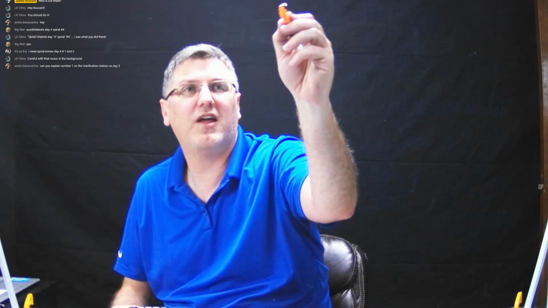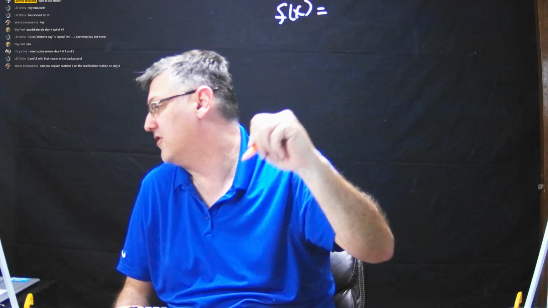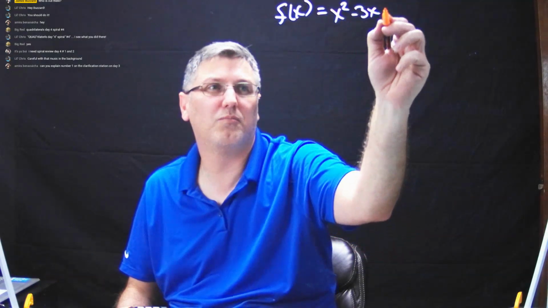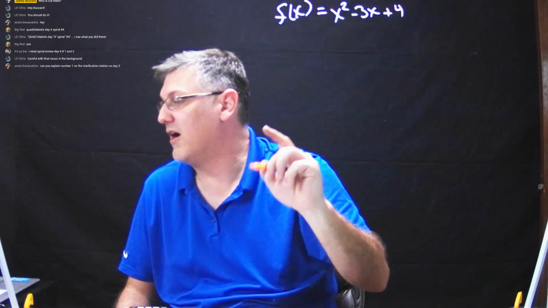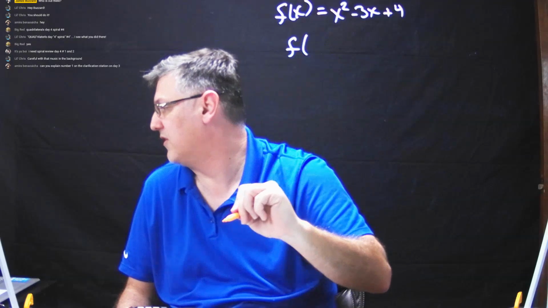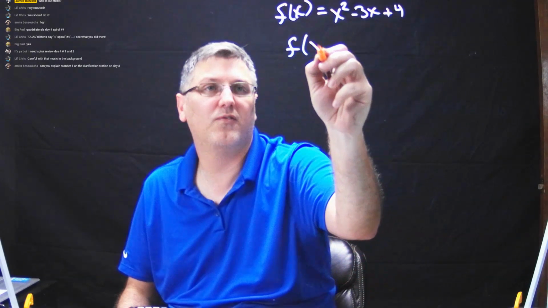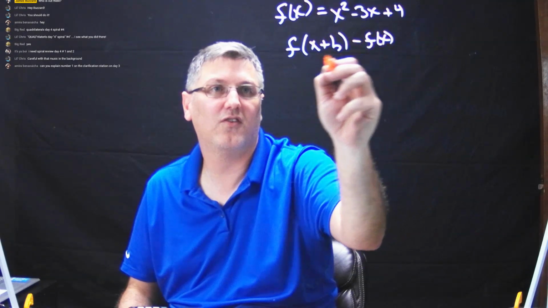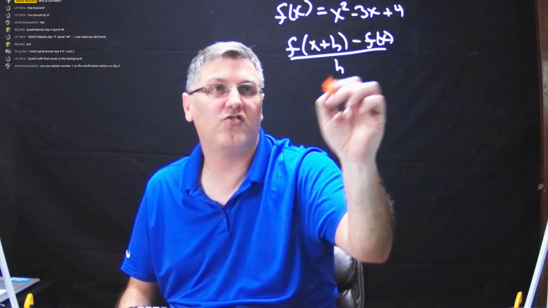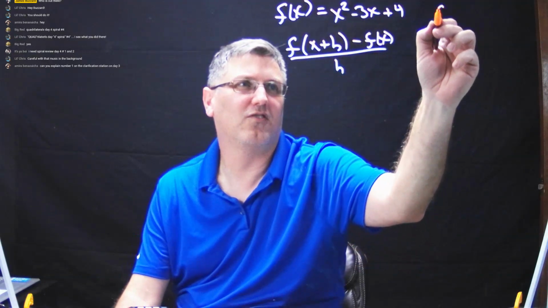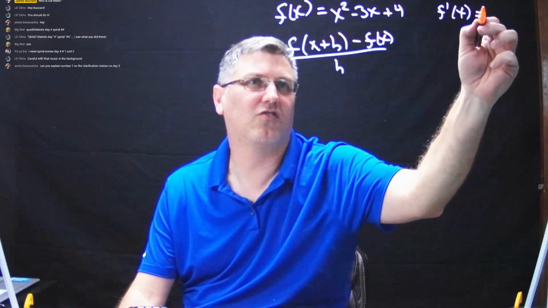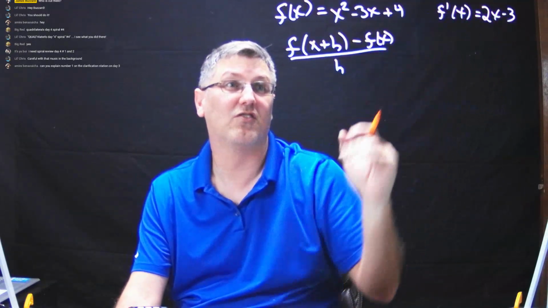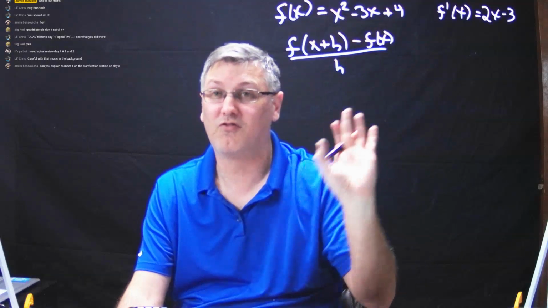So I'm going to tell you that f of x is x squared minus 3x plus 4. And I am going to plug it into my difference quotient, which is f of x plus h, minus f of x, all over h. Now, I know from calculus that my answer should have an h in there. The calculus gets rid of the h, but my answer should have at least a 2x minus 3 in it. That's called a derivative. Super easy to do.